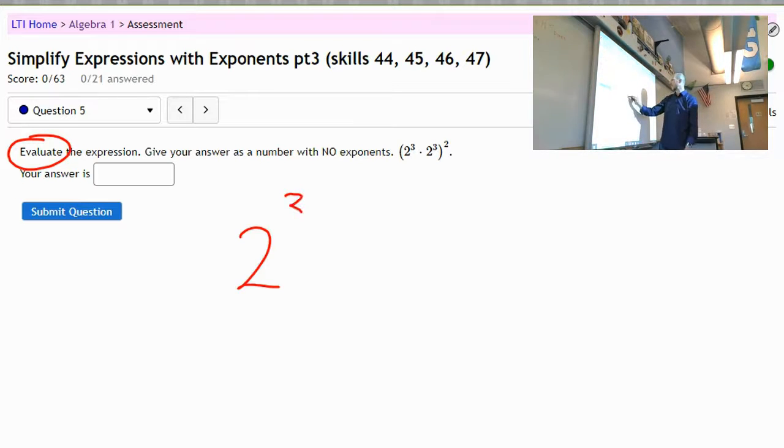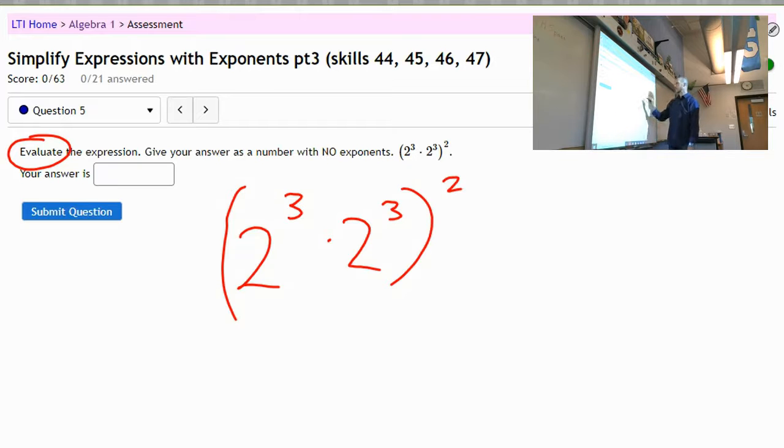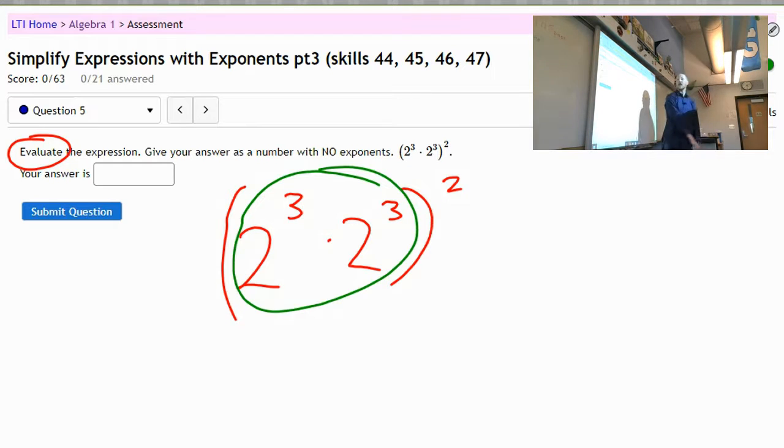I got 2 to the power of 3 times 2 to the power of 3. Wow, that's the same. Inside the parentheses, that whole thing's raised to the power of 2. Let's start by simplifying first, and then we can do the evaluation later. Inside the parentheses, it's a multiplication problem. Add the exponents. 3 plus 3 is 6.